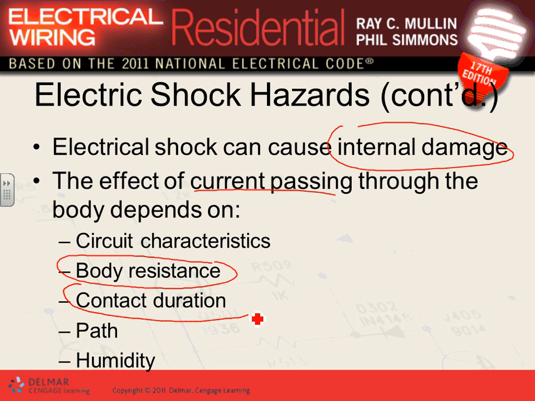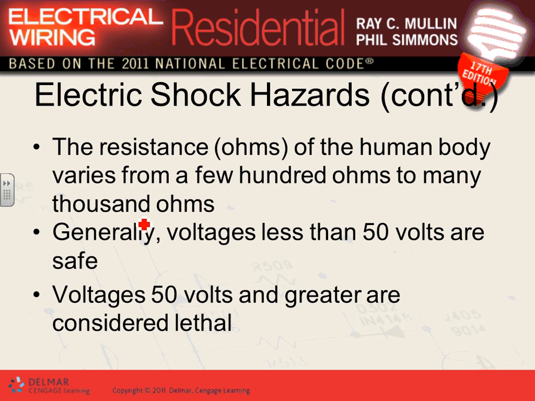Contact duration: how long will it take? The path: is it going hand to hand through the heart? Humidity also affects the conductivity, and then the circuit characteristics: are you holding on to a 20 amp circuit or a 1000 amp circuit? Is the voltage 120 or 480? Higher voltage, higher current means lower chances of surviving a shock hazard. So because of all of this, we need to protect the public from the shock hazard.